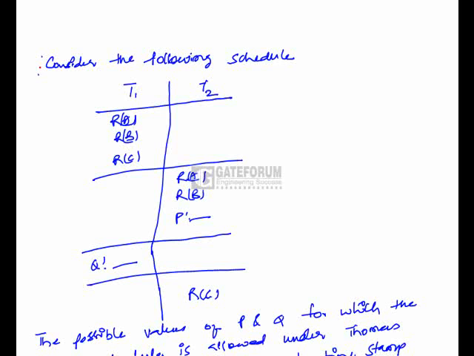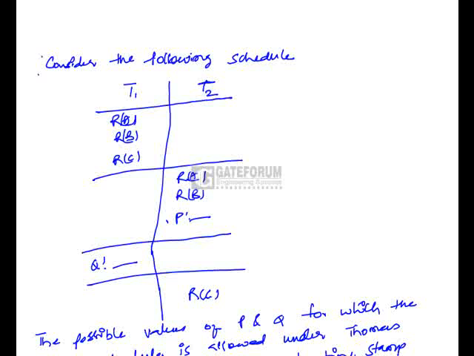In this question, a schedule with two transactions T1 and T2 is given. In this schedule, there are two missing terms P and Q. The question is the possible values of P and Q for which the given schedule is allowed under Thomas Write rule but not under basic timestamp ordering protocol.